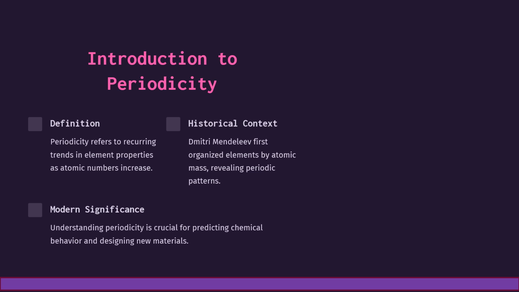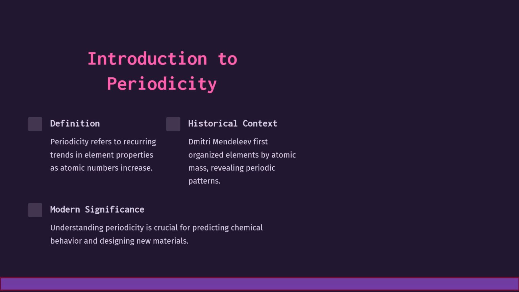The idea of periodicity goes back to the 19th century when a scientist named Dmitri Mendeleev noticed something amazing. He arranged the known elements by their atomic masses and saw that their properties repeated in a predictable way. For example, elements like lithium, sodium, and potassium, which are all highly reactive, lined up in the same group. Mendeleev even left gaps in his table for elements that hadn't been discovered yet, and he was able to predict their properties with incredible accuracy.